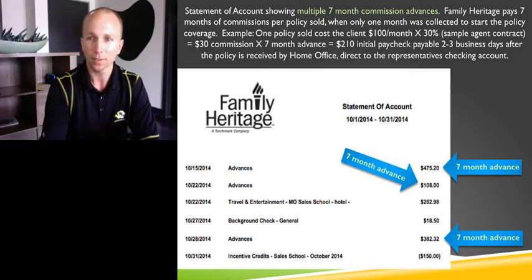So if you look down here, it says 7-month advance, and this particular representative received 3 advances in the month of October. One week was $475.20, one week was $108, and the third week was $382.32.